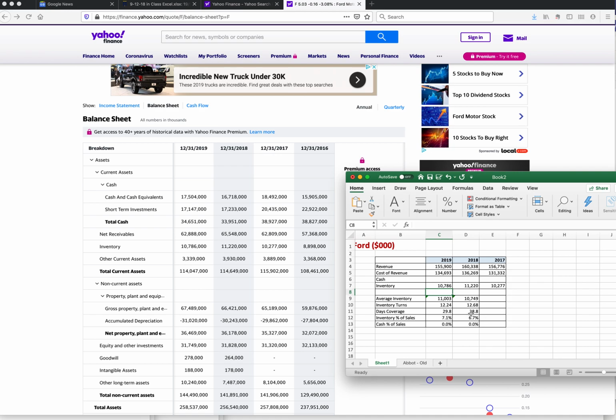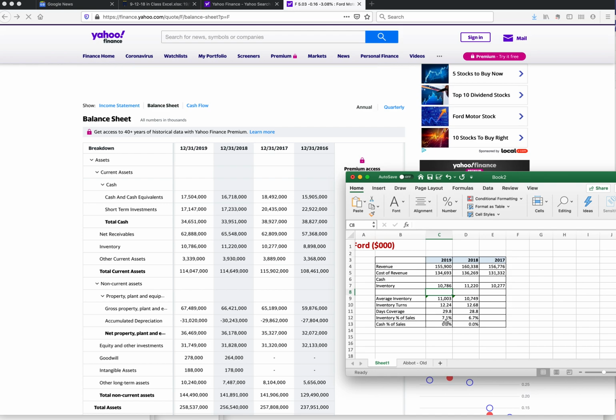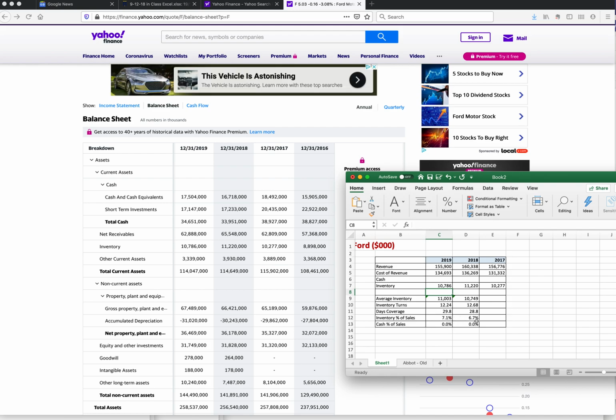Well, if you think of how many cars they have sitting on the lots, they do have 30 days of cars usually sitting around. So that seems like an accurate number. Inventory as a percent of sales is 7.1%. It's gone up. It was 6.7 last year. But then their sales went down.